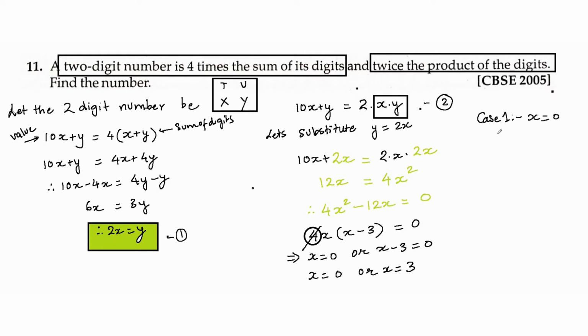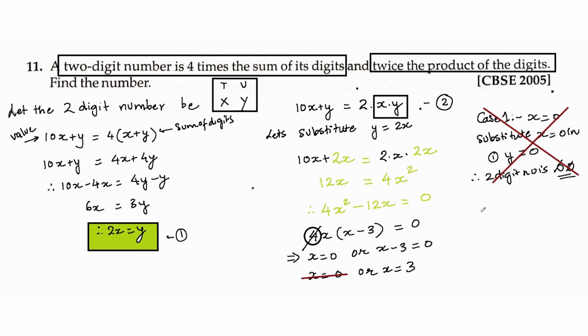If x is equal to 0, substitute x equal to 0 in the first equation, I get y is also equal to 0. Therefore, the 2-digit number is 0, 0. And this is not a 2-digit number. It's actually a 1-digit number. 0 is not counted as a 2-digit number. Therefore, this particular case is not a valid case. So x equal to 0 is therefore rejected.